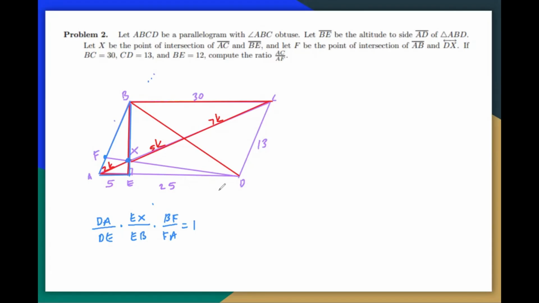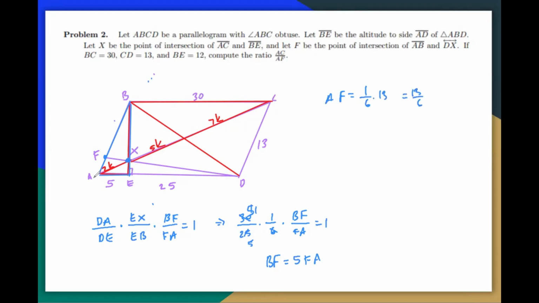So we know DA is 5 plus 25, which is 30. And then DE is 25. And then EX and XB, we did have this ratio because 5 to 30 was 1 to 6, which means EX to XB is also 1 to 6. So this ratio is 1 over 6. And then times BF over FA is 1. So I can easily cancel this. That should be 5, and then this cancels, that will be 5 and 1. So this is 1/5 times BF over FA. To get this to be 1, BF should be 5 times FA. And I do know AB was 13, so the AF is going to be 1/6 of that AB.